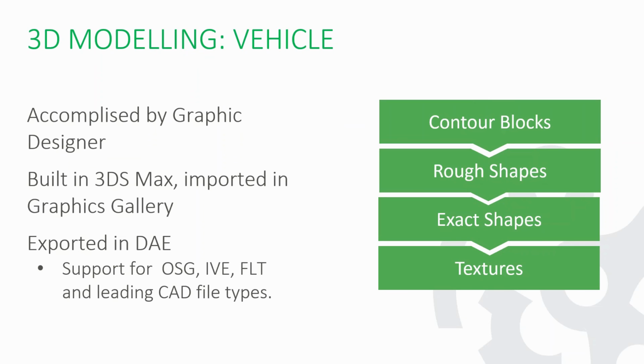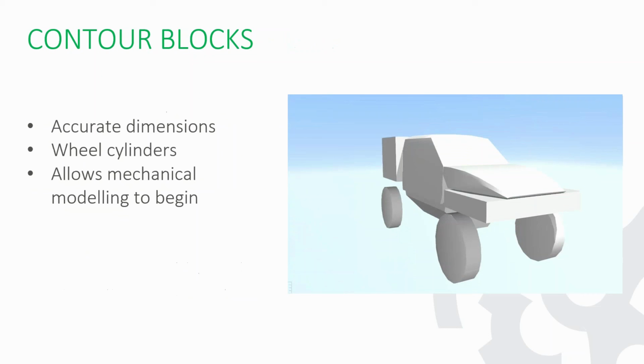Now there are 4 steps that we use to create the vehicle model. First is contour block, then rough shape, exact shape, and then texture. What do these mean? First we do a basic model, which is just the contour block, so the dimensions of the vehicle are accurate. The wheels are just plain cylinders of the right width and diameter. And this is provided to the mechanical engineer because that's all they really need to get started on the mechanical modeling. They can define the position of the wheels and of the chassis, and start to input engineering data such as engine performance, transmission setup, steering, and so on.